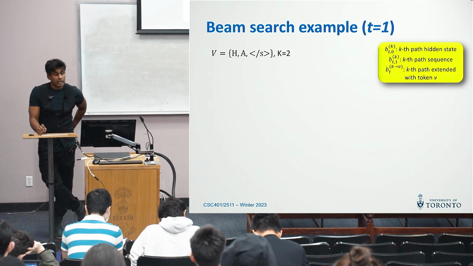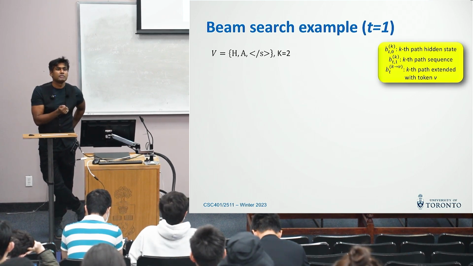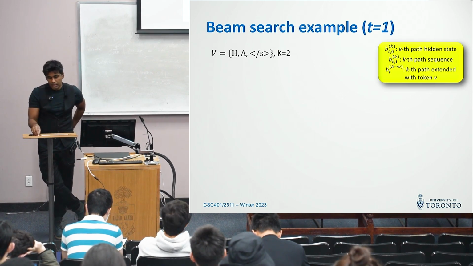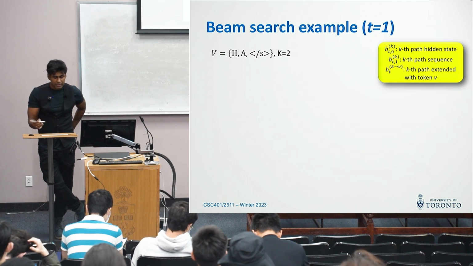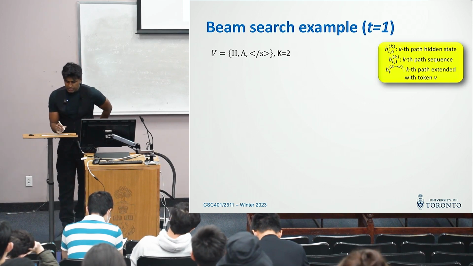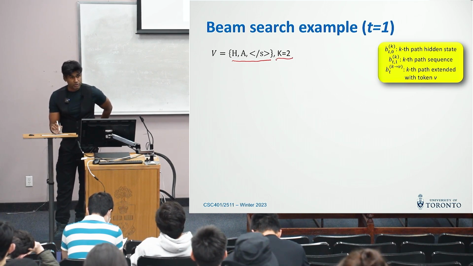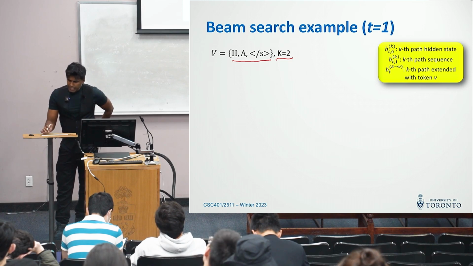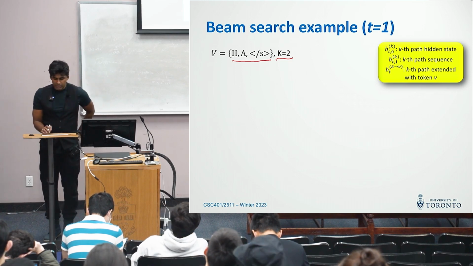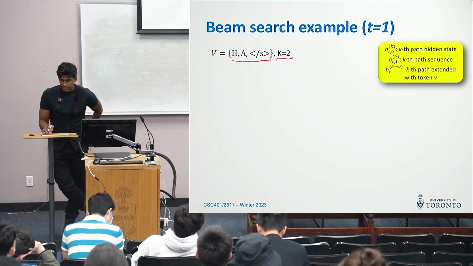The best way to explain this is using an illustrative example. Let's go through a beam search example. Our vocabulary is just these 3 words: H, A, and the end of sequence token. Our beam size is k equals 2. On the top right-hand side, you can see some of the notations that we will be using.